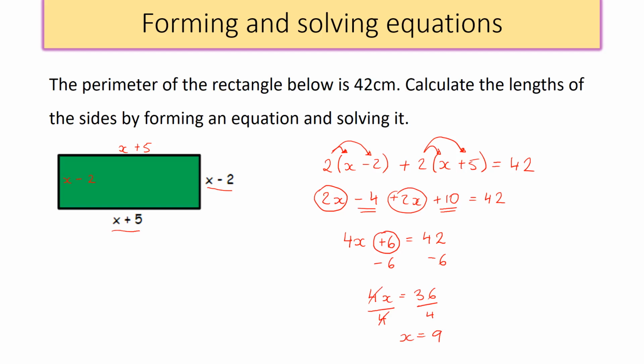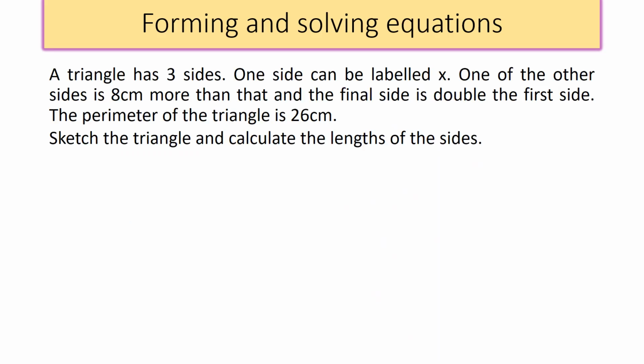Just like in the previous question, you could substitute the value of x into the lengths and see whether the perimeter is actually equal to 42. And in the next question, I have a triangle. One side can be labeled x, one of the other sides is 8 centimeters more than that, and the final side is double the first side, and the perimeter of the triangle is 26 centimeters.